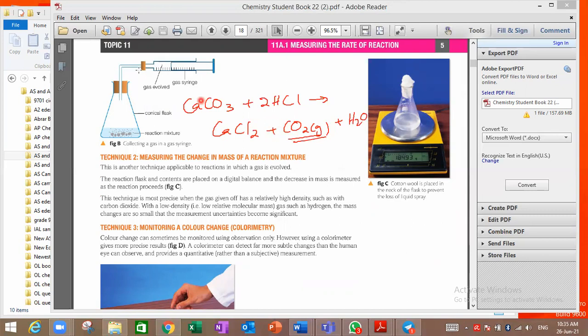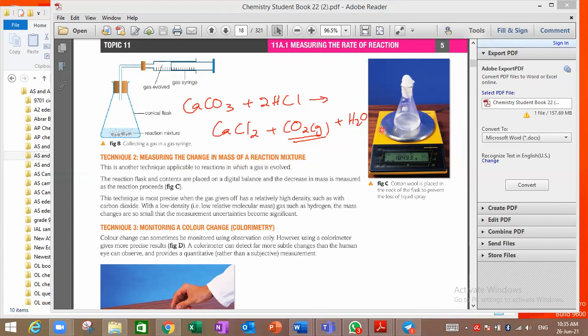So either we are going to use the first method by collecting the carbon dioxide produced in a gas syringe or, as I told you, if we collected underwater, part of the carbon dioxide will be lost, and it will be a not very accurate method to measure the volume of carbon dioxide with time. But there's another method when our gas is a little bit dense, like carbon dioxide gas, which is to use this other technique by measuring the change in mass of a reaction mixture.